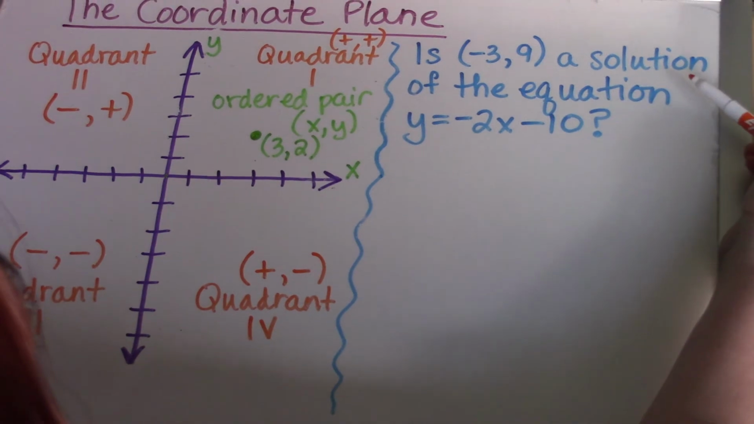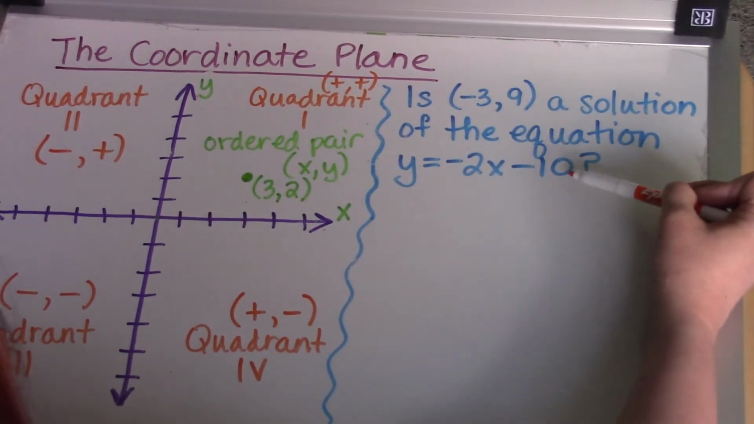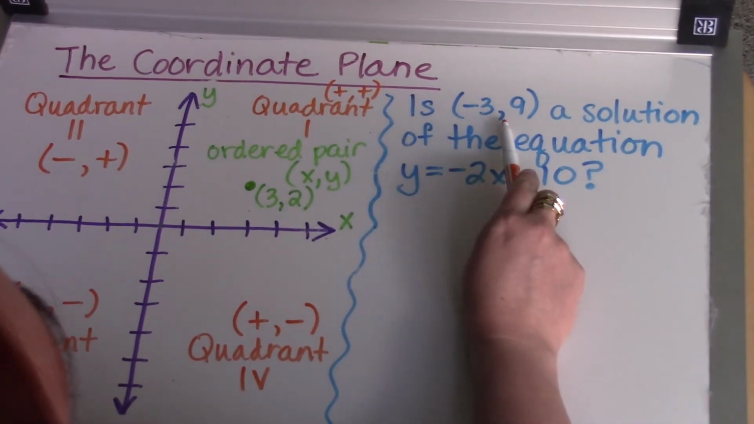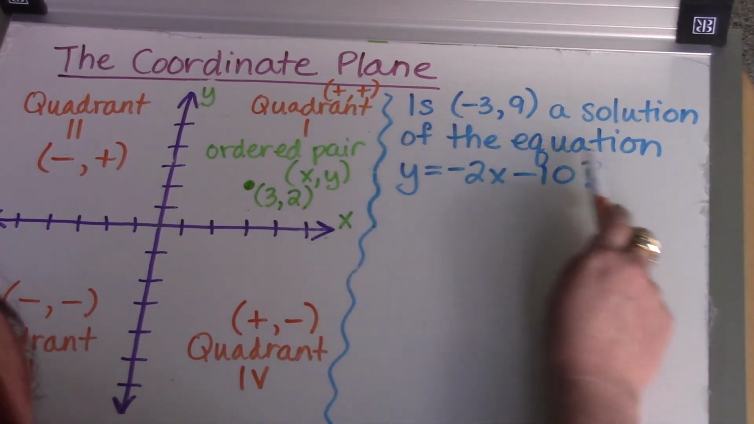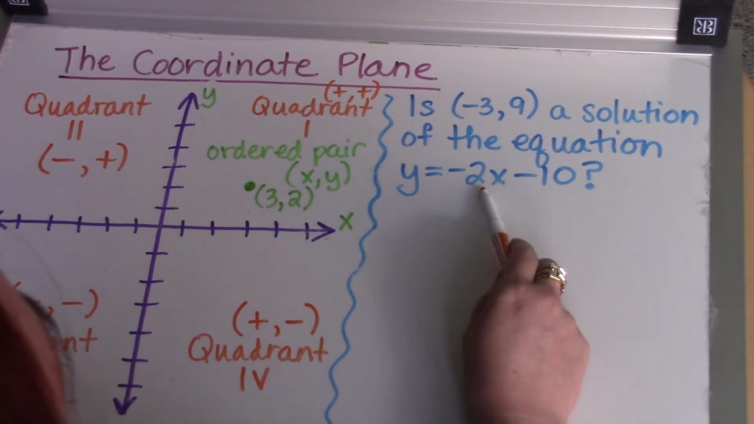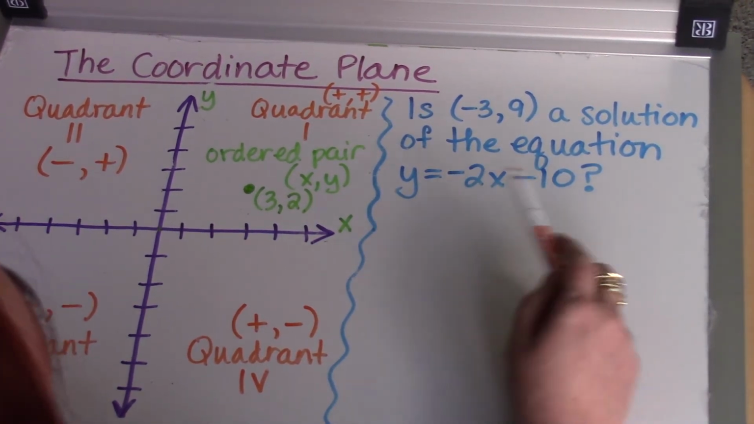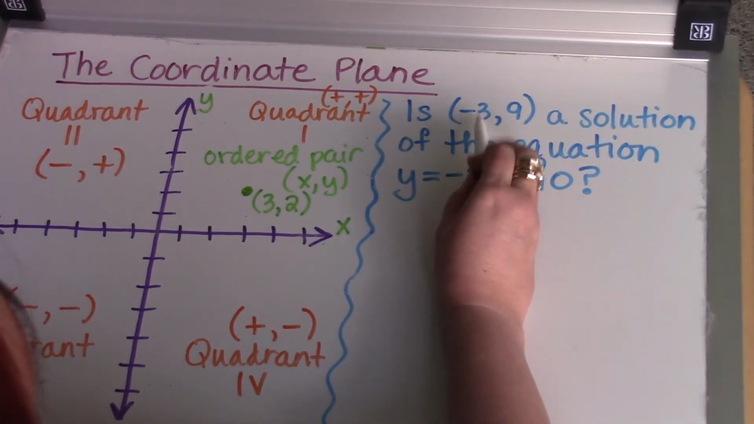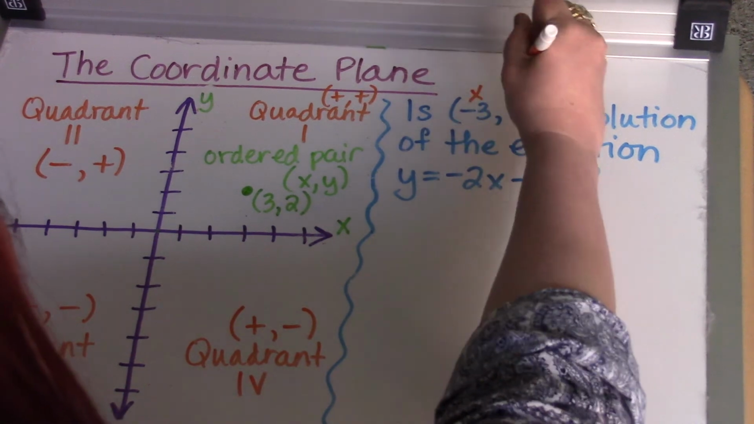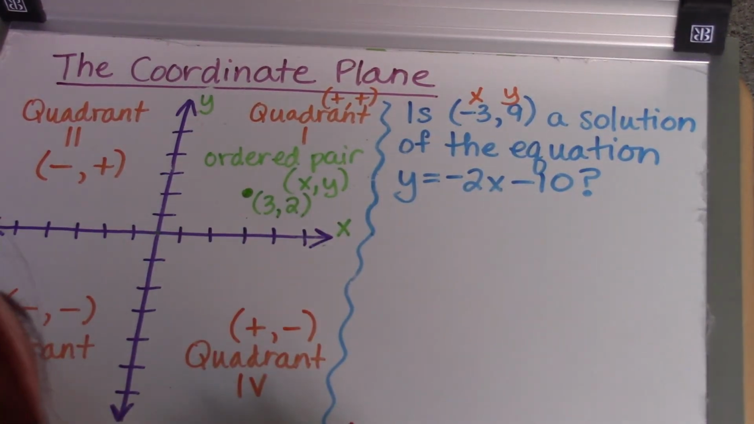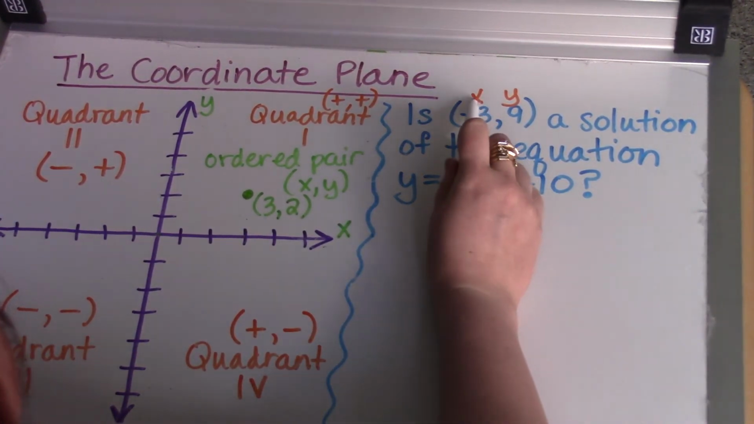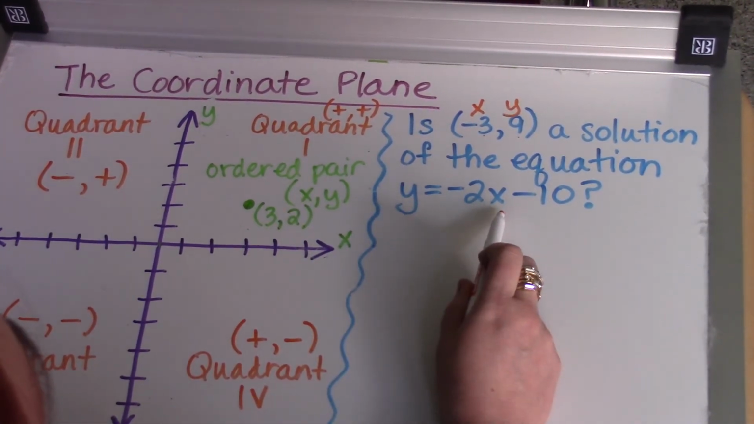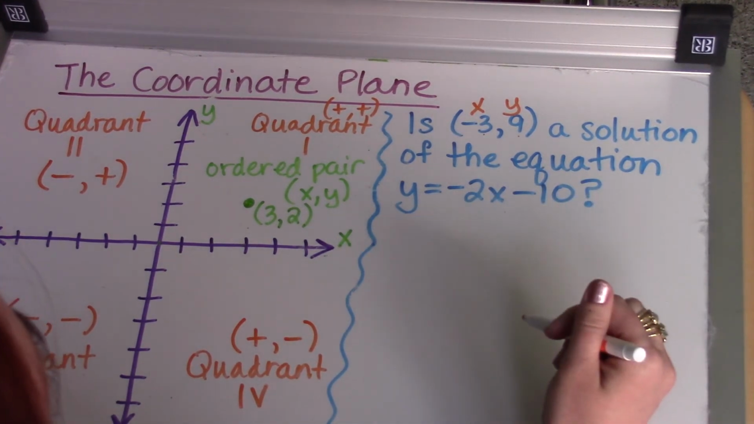If you're asked to evaluate an ordered pair in a given equation, it might be worded something like this. Is (-3, 9) a solution of the equation y = -2x - 10? The first thing that you should do is label the ordered pair. So remember, we said that ordered pairs are always an x-coordinate followed by a y-coordinate. Once I know that -3 is my x value and 9 is my y value, all I have to do is substitute and then simplify and see if the statement is true.